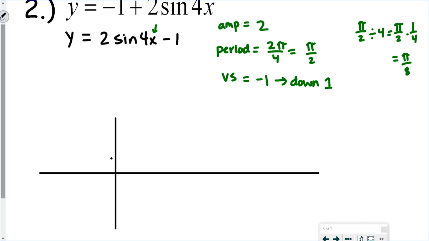The amplitude is 2. And I'm going by pi over 8. Here's pi over 8. 1 pi over 8. 2 pi over 8, which is pi over 4. 3 pi over 8. And then 4 pi over 8, pi over 2. So your last one should be what your period is, the pi over 2.